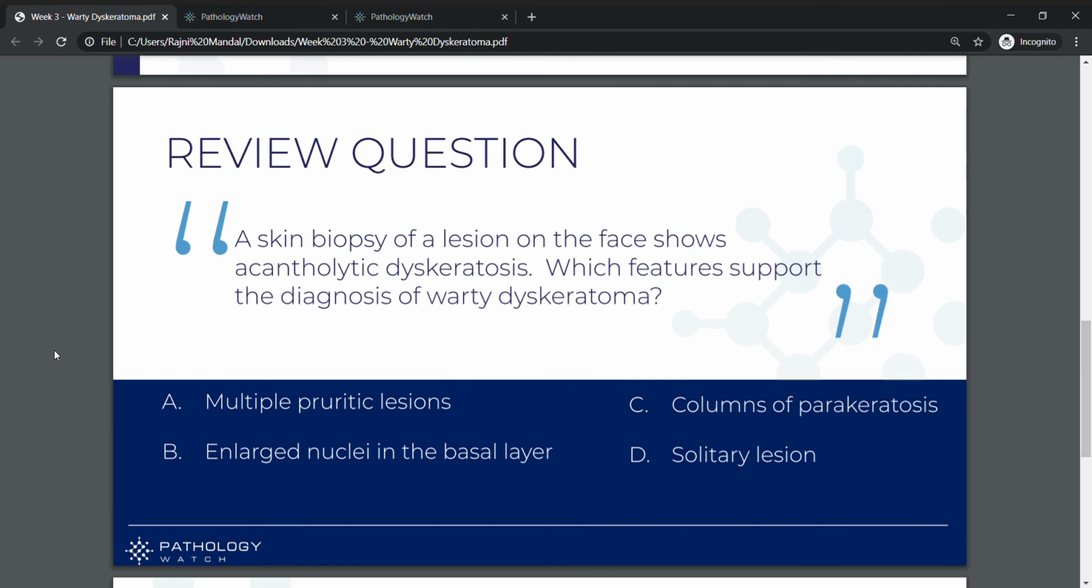A solitary lesion, which is the clinical appearance of a warty dyskeratoma. Multiple pruritic lesions are seen in Grover's disease, which can also show acantholytic dyskeratosis. Enlarged nuclei in the basal layer can be seen in actinic keratosis, which can also show acantholysis. And columns of parakeratosis are commonly seen in porokeratosis.